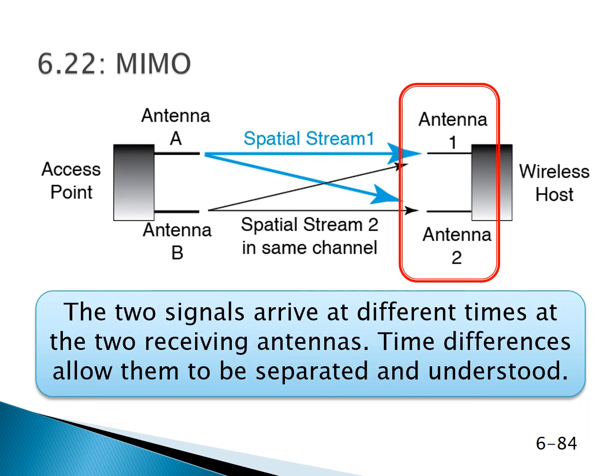The two signals arrive at different times at the two receiving antennas, because for this spatial stream here, the upper one, the path is shorter, and this one is a little bit longer. So they will arrive at the antennas at slightly different times. And the time differences actually allow them to be separated and understood.